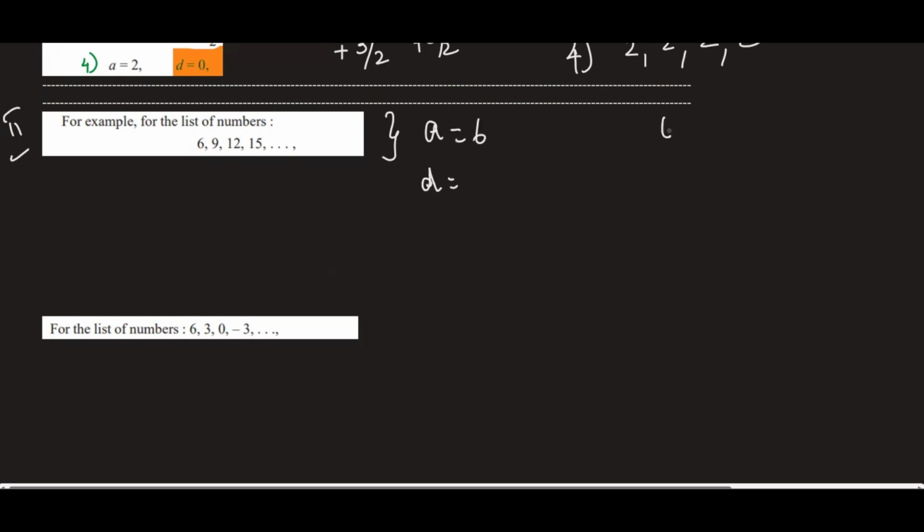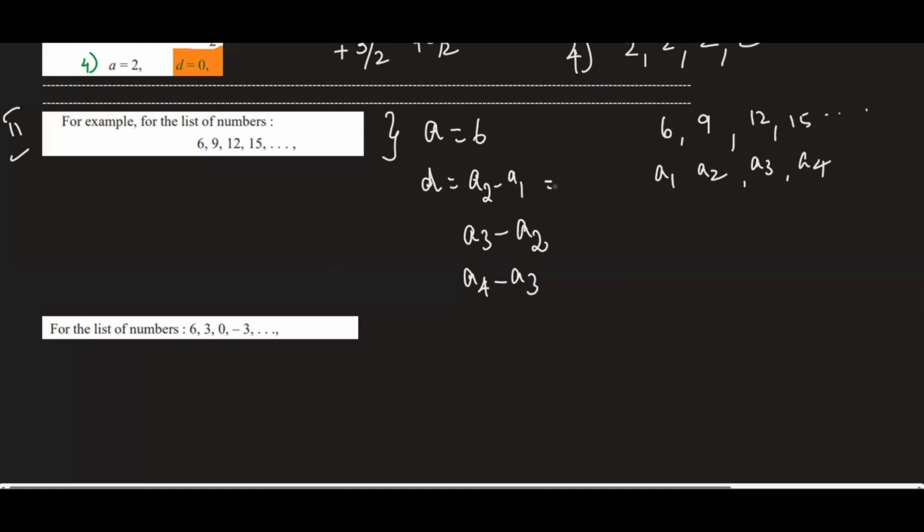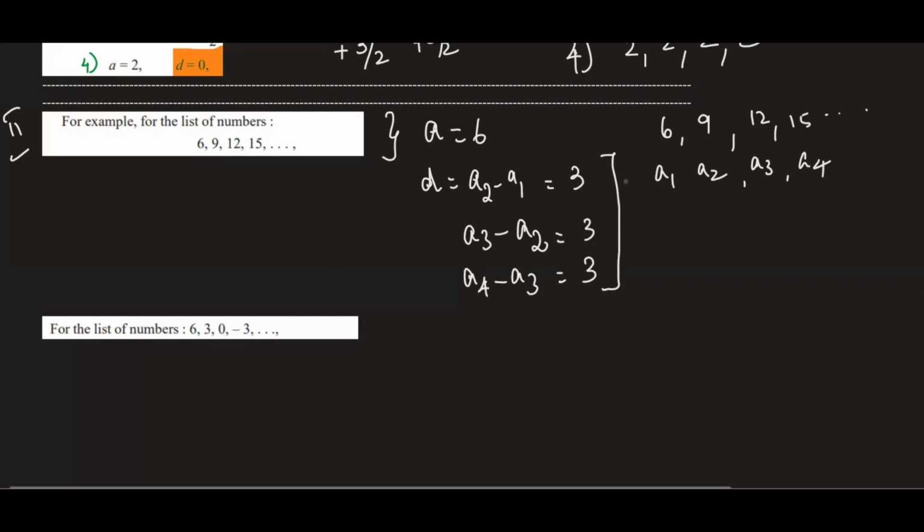How do I find D? The list is 6, 9, 12, and 15, and so on. Let's say this is A1, A2, A3, and A4. D should be A2 minus A1, or it can also be A3 minus A2, or A4 minus A3. We can take any two consecutive terms, but the result should be the same. A2 minus A1, 9 minus 6, is 3. A3 minus A2, 12 minus 9, is 3. Then 15 minus 12 is also 3. So D is the same, and this forms an AP. Here A will be 6 and D will be 3.